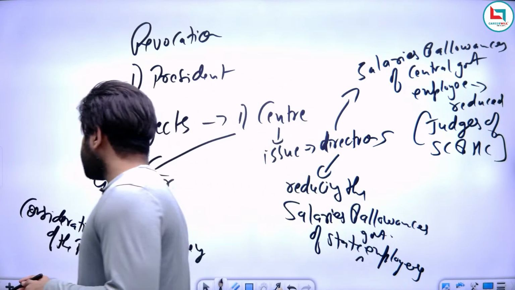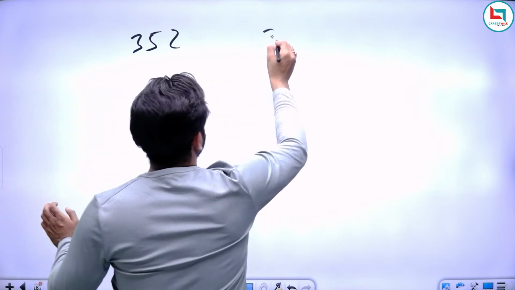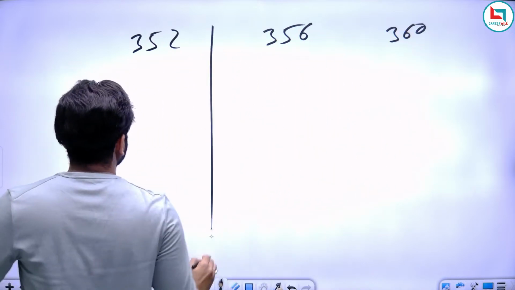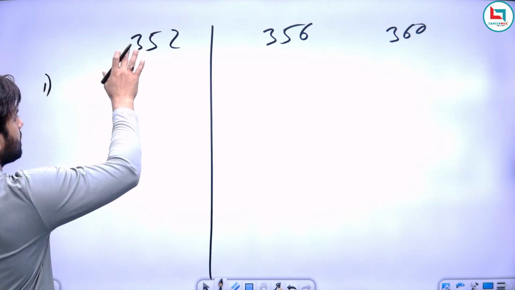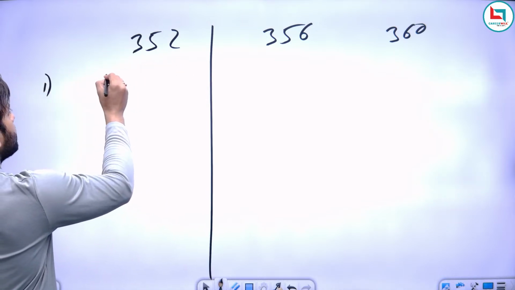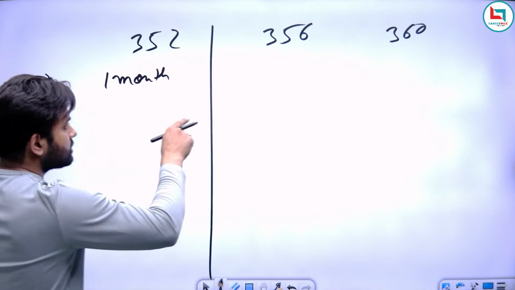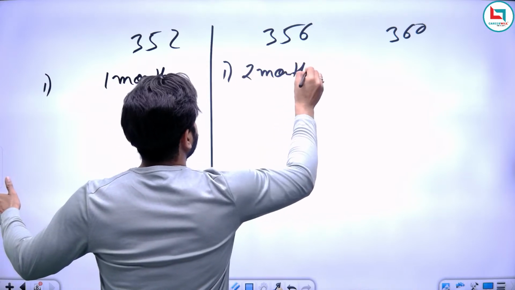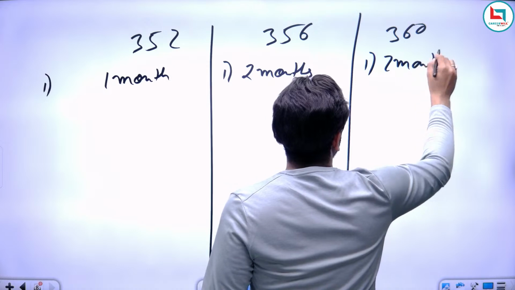Now remember, first we can make a table. For approving national emergency, how many months are required? 1 month is required for approving national emergency. For presidential, it is 2 months, and for financial emergency, it is 2 months.